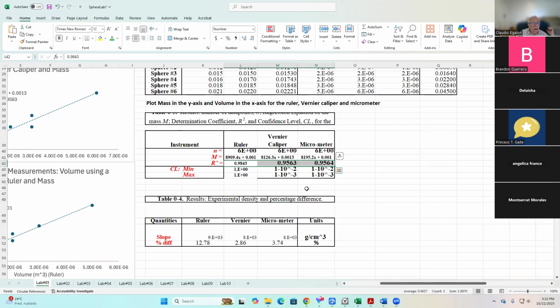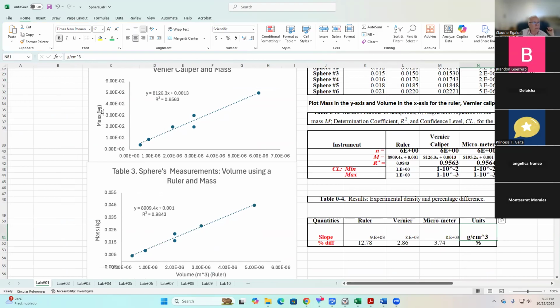Okay, 6r square. Percentage. Oh, it's not grams per cubic centimeter. The unit is not grams per cubic centimeter because you are plotting mass in kilograms versus volume in cubic meters.